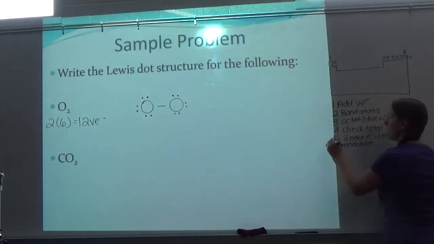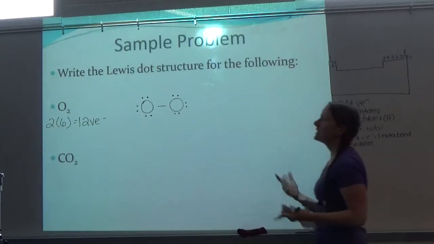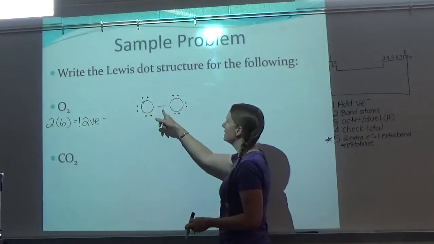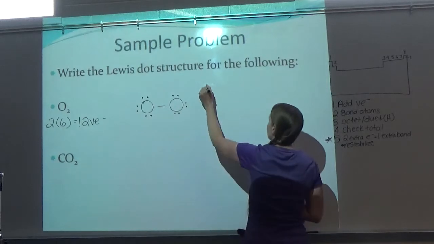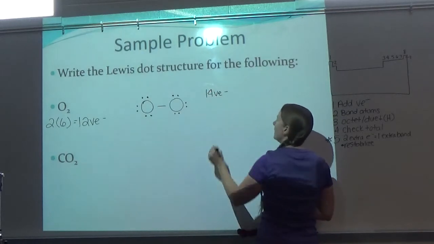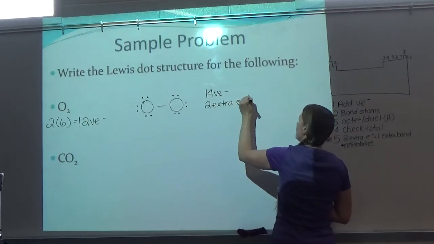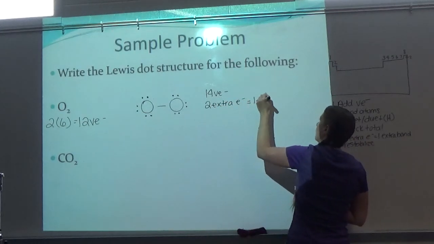You need to follow step 5. Alright, so I'm allowed 12 electrons. I have 2, 4, 6, 8, 10, 12, 14. I have 14 valence electrons. That means I have 2 extra electrons, so I need 1 extra bond.